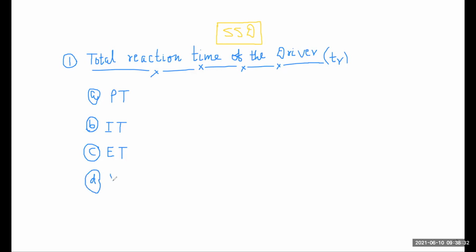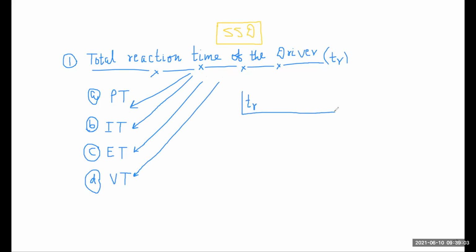So basically, a driver, after seeing an object on the road, takes reaction time. In that reaction time, he takes a certain time for perception, for intellection, for emotion, and also for violation. These four components will make our reaction time.